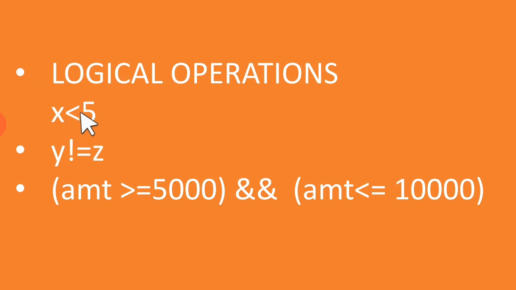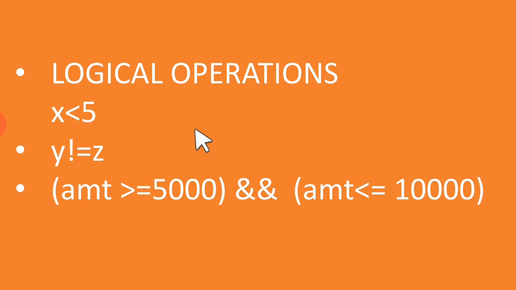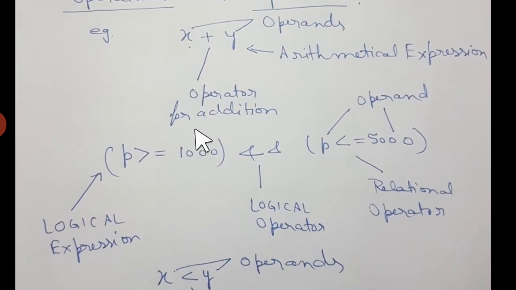Here we can see x less than 5, y not equal to z, amt greater than equal to 5000 and amt less than equal to 10,000. So these are a few examples of logical operations. And remember students, logical operations are the ones which either result in true or result in false. Alright. Now what is an expression? It's a very important question.